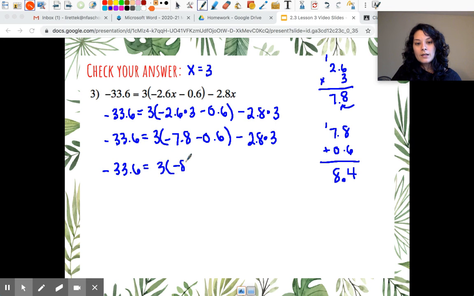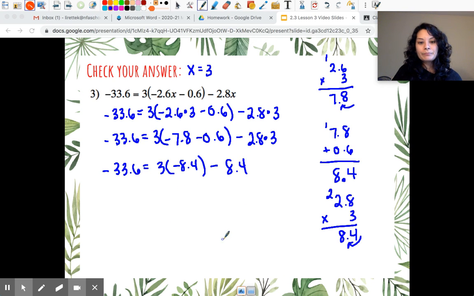So we've got a negative 8.4 in the parentheses, minus, and I can go ahead and multiply this off to the side here because it's not really being affected by what's in parentheses over to the left. So I'm actually going to go ahead and do that now. 2.8 times 3 is going to give me 24, carry the 2. 6 plus 2 more gives me 8, adjust for 1 decimal point. So this is actually 8.4.